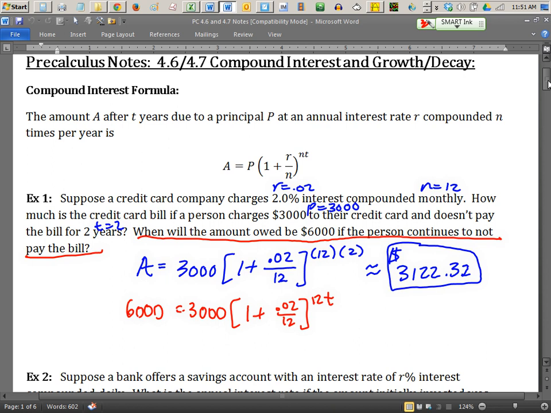So this just becomes an algebraic exercise trying to get the t by itself, right? Okay, so let's see, what would we do to get the t by itself? Well, first thing I would do is divide by 3,000. So if I divide both sides by 3,000, I get 2 equals, and I type this number into my calculator, 1 plus 0.02 over 12, and it's 1.0016666, and this just goes on forever.